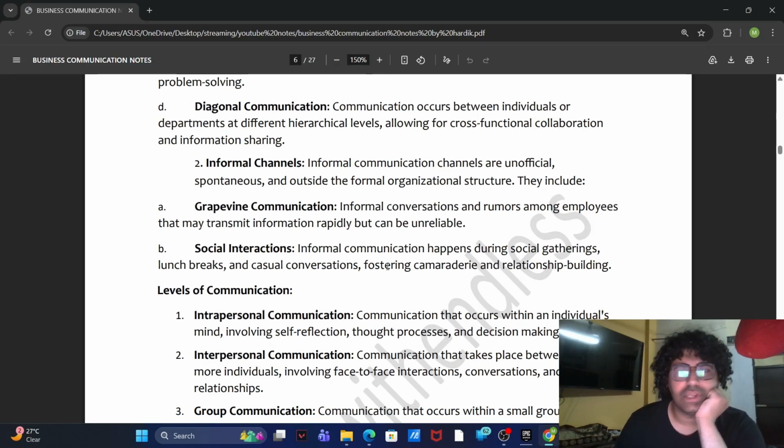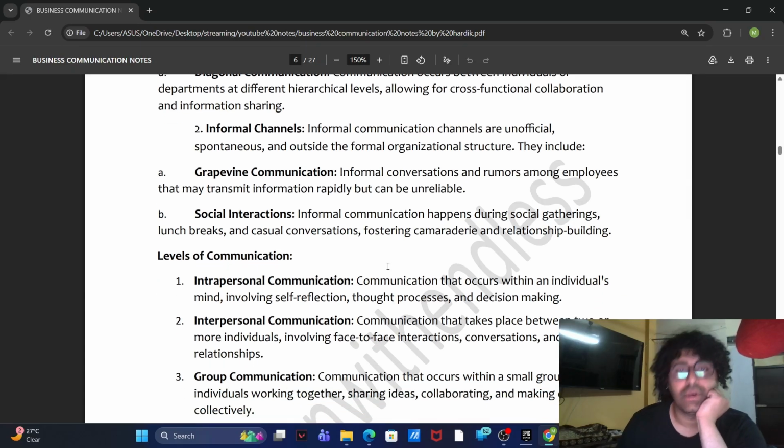Informal channels. Informal communication channels are unofficial, spontaneous, and outside the formal organizational structure. They include grapevine communication and social interaction. Grapevine communication. Informal conversations and rumors among employees that may transmit information rapidly but can be unreliable.